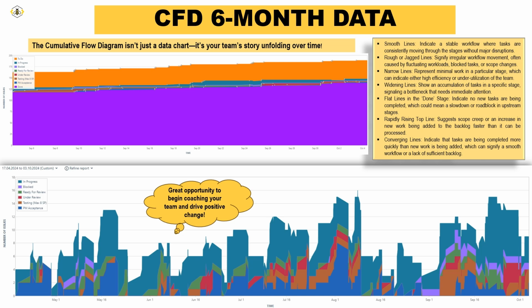Next time you glance at your CFD, ask yourself, what's the story telling me today? Or what's the story telling the team today? How can I, as an agile leader, or as an agile coach, or as a Scrum Master, respond to it to foster a high performing team?